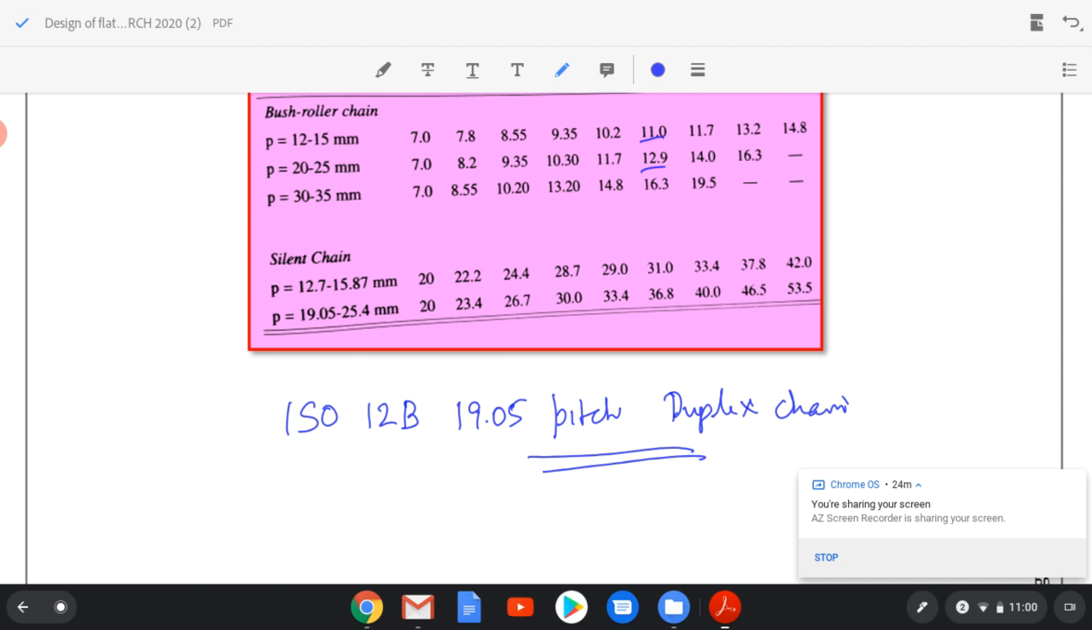This completes the design of chain drive. So in this video, we have seen how to find Z1 and Z2, how to find the pitch diameters D1 and D2, length of the chain, pitch, and how to select the chain from the table.